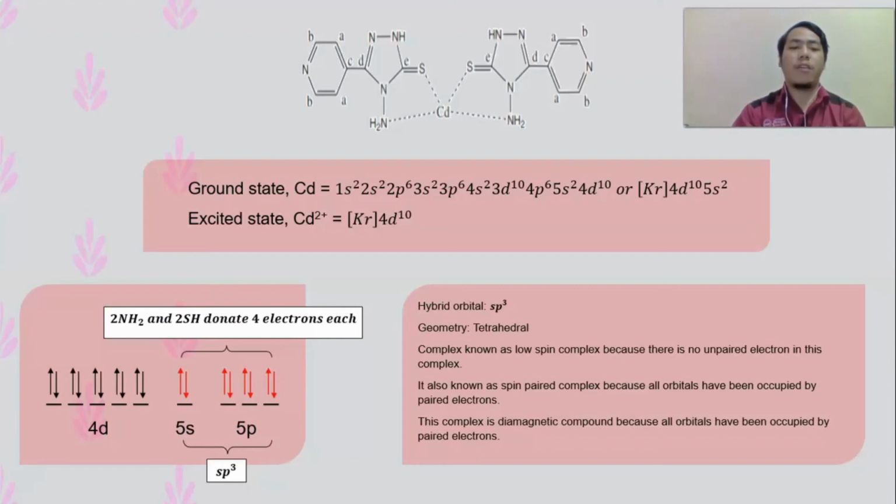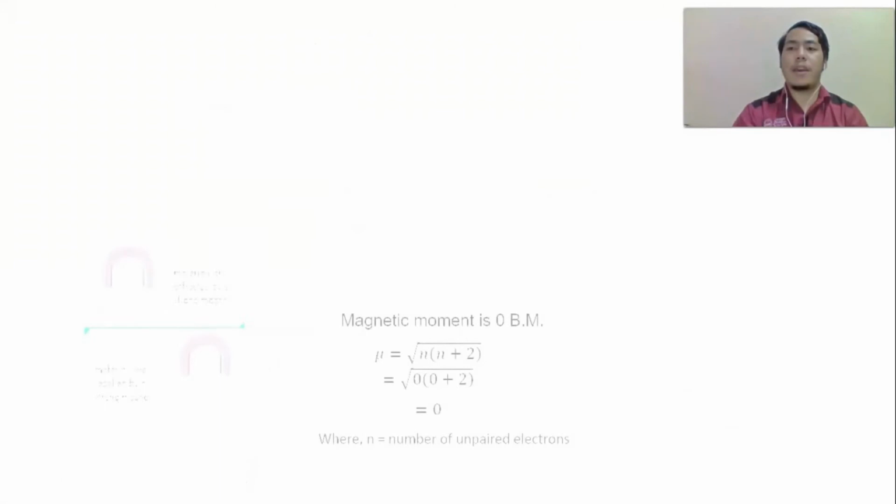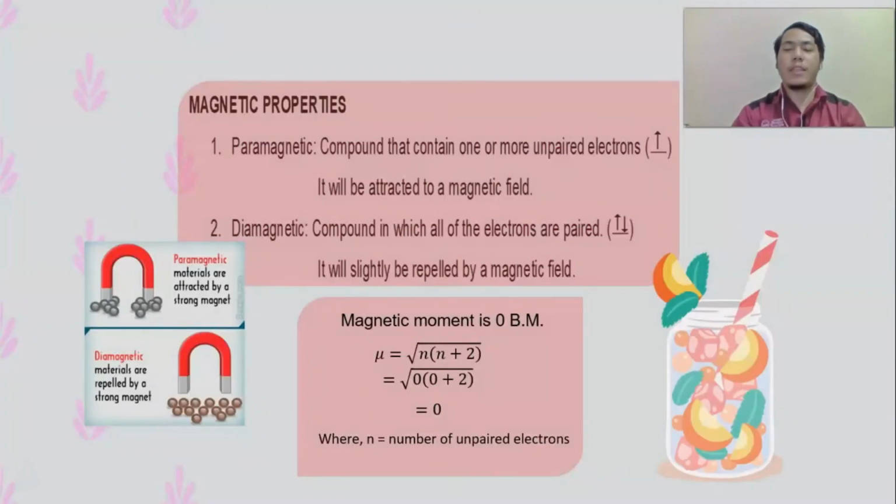For the 4 ligands, which are 2 NH2 and 2 SH, each will donate electrons to the 5s and 5p orbitals. So the hybrid orbital will be sp3 and the geometry will be tetrahedral. Our complex is known as a low spin complex because there's no unpaired electron. And because all orbitals are occupied by paired electrons, our complex is also known as a spin-paired complex and a diamagnetic compound. As I said before, our complex is a diamagnetic compound.